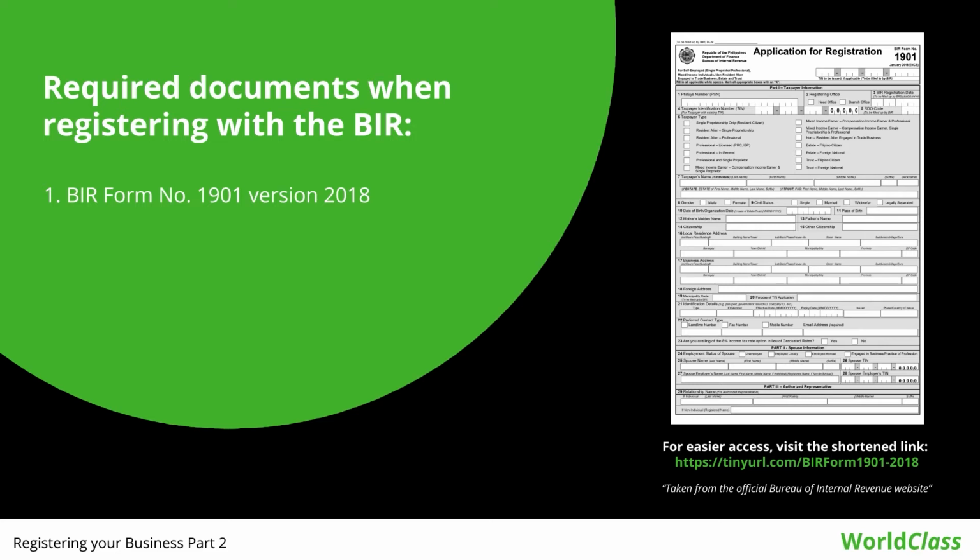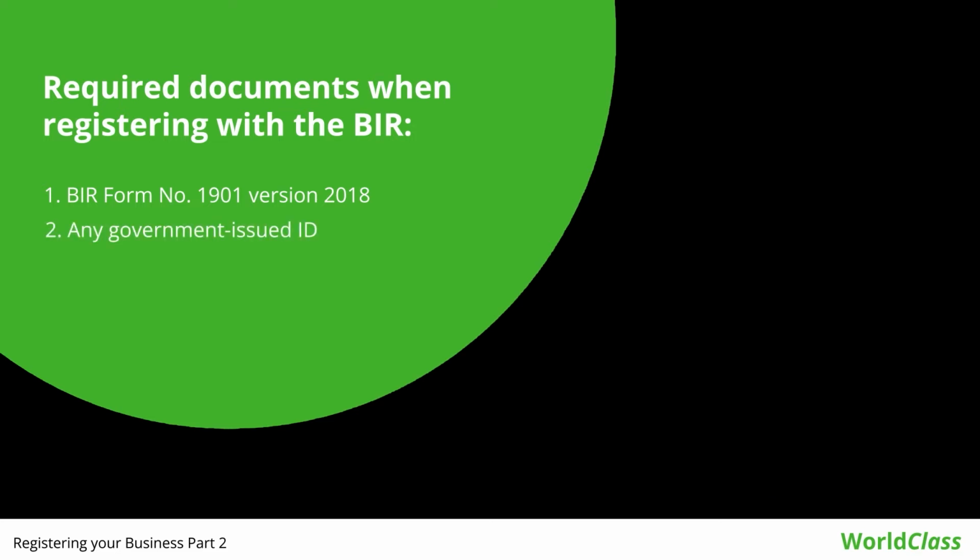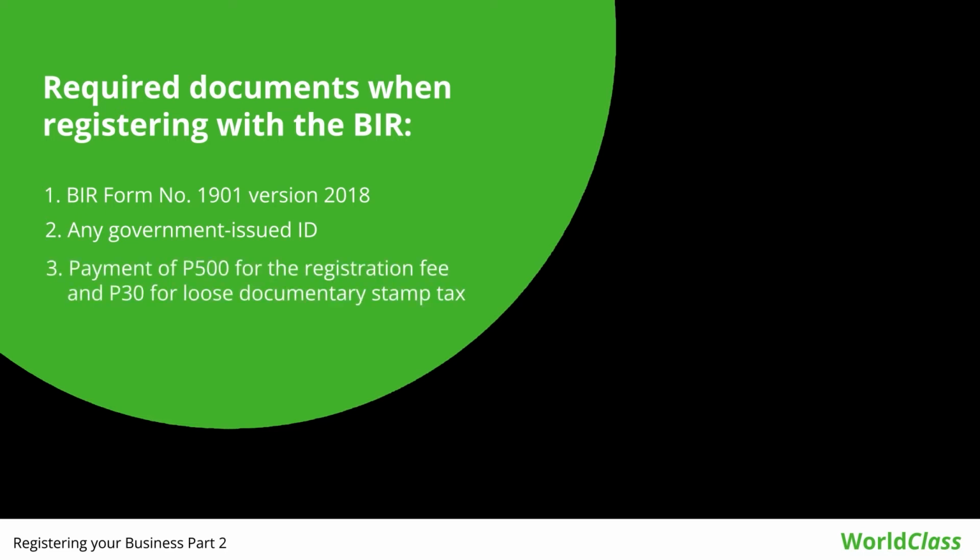You can download the form here. 2. You will also need any government-issued ID. Just make sure it contains your name, address, and birth date. 3. Prepare 500 pesos for the registration fee and 30 pesos for loose documentary stamp tax or proof of payment of annual registration fee, also known as ARF.